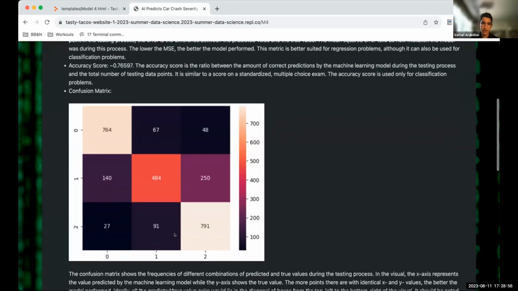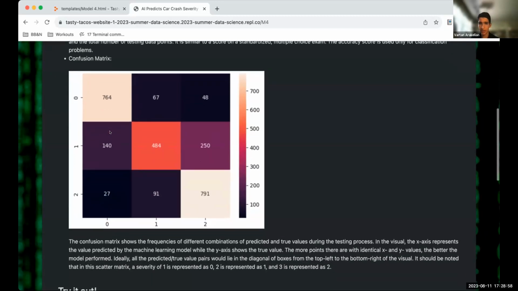And as you can see in the confusion matrix here, most of the model's inaccurate predictions came from labeling true 2 severity ratings as 3s. And in this scatter matrix, it should be noted that all the severity ratings are 1 less than they should be. So for example, this 0 here is actually a 1, and this 1 is a 2, and so on.